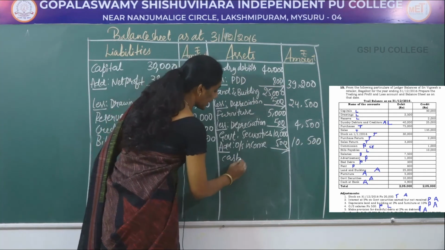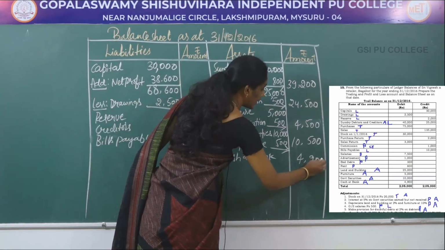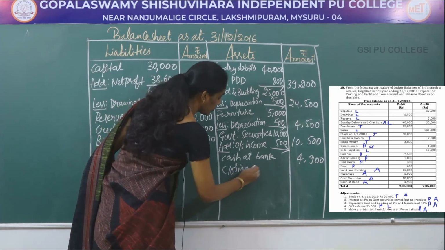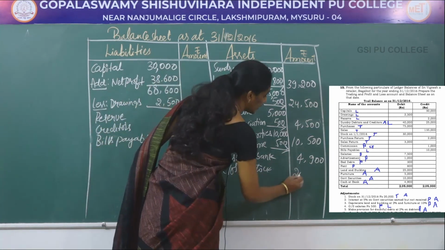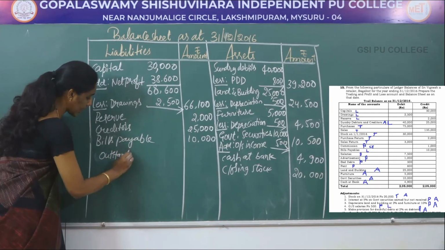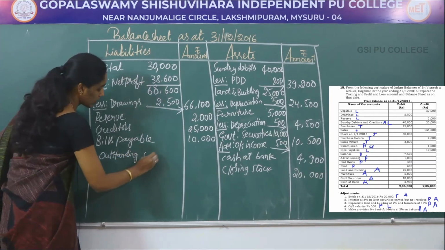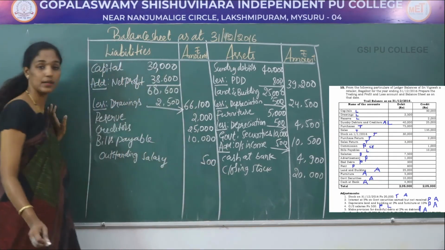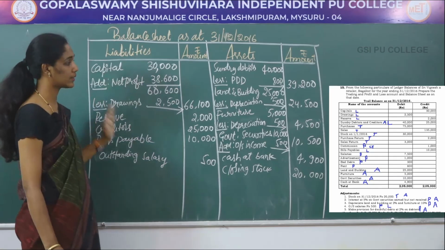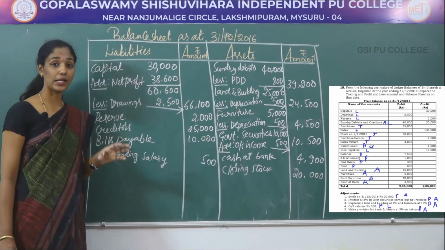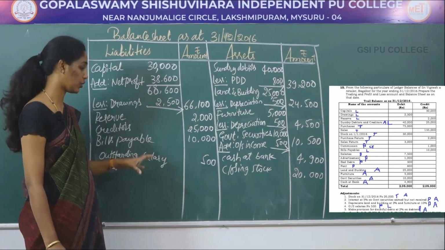Cash at bank 4,900. Next, closing stock 20,000. And one more item is outstanding salary. What is the amount of outstanding salary? 500 rupees. So we have taken all the adjustments and items relating to the balance sheet. So now we have to find out the total of the balance sheet.